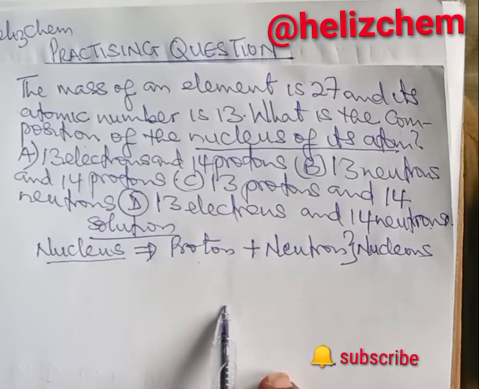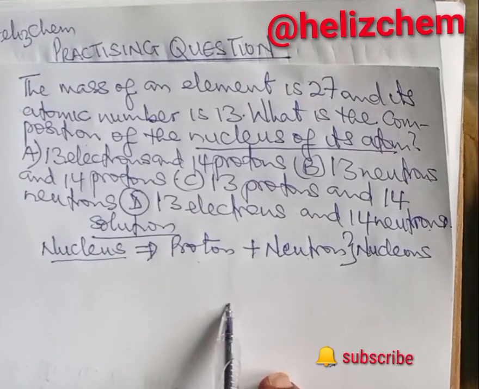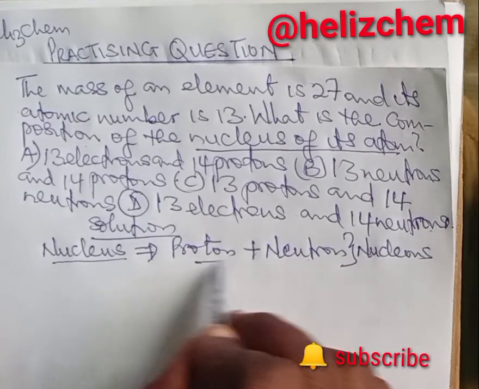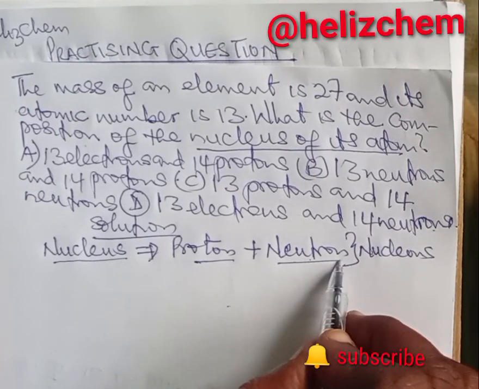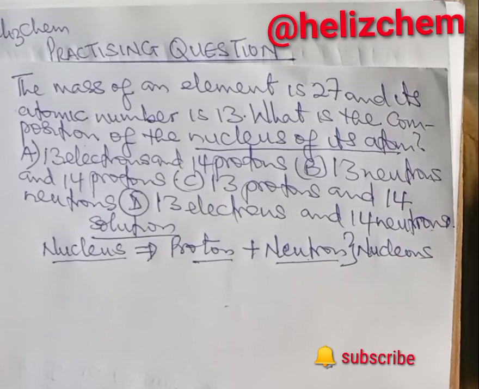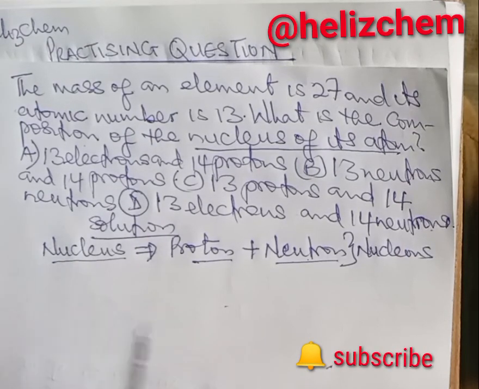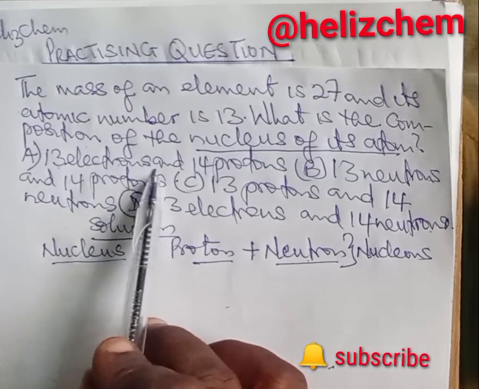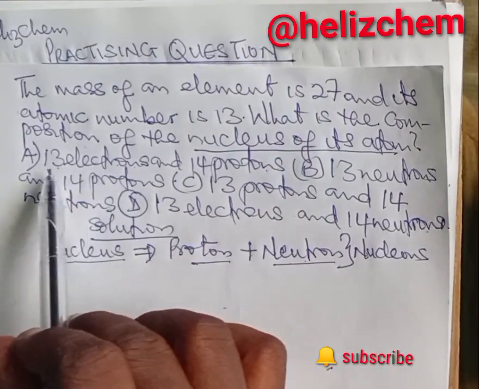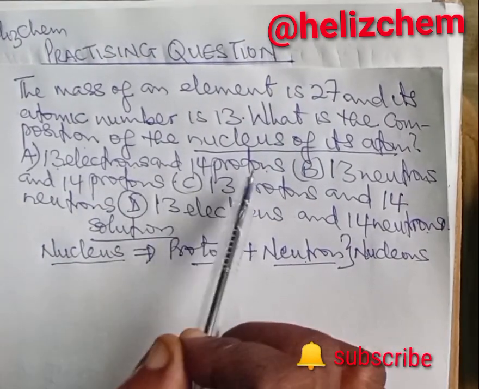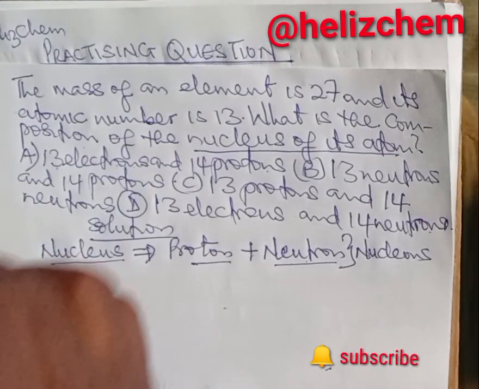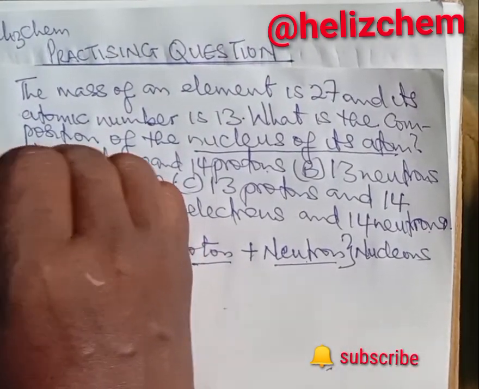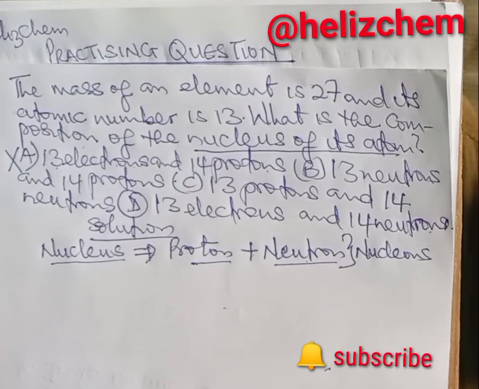So, for the composition of this atom in the nucleus, that means we must find the number of protons and the number of neutrons. So, because of that, we are going to do a kind of elimination from these options now. If you look at option A, we are given 13 electrons and 14 protons. We all know that electrons cannot be found in the nucleus of an atom. So automatically, this option A is wrong. It's not the correct answer.